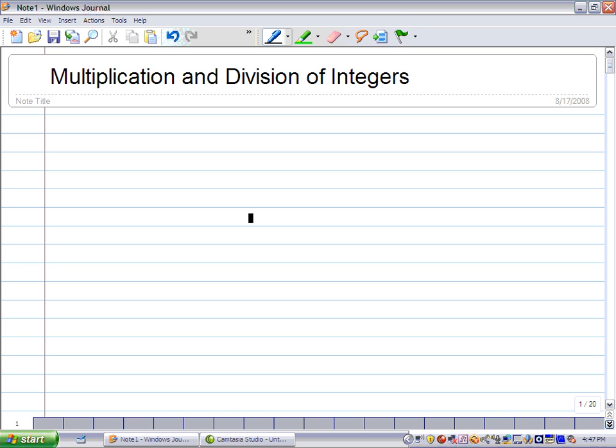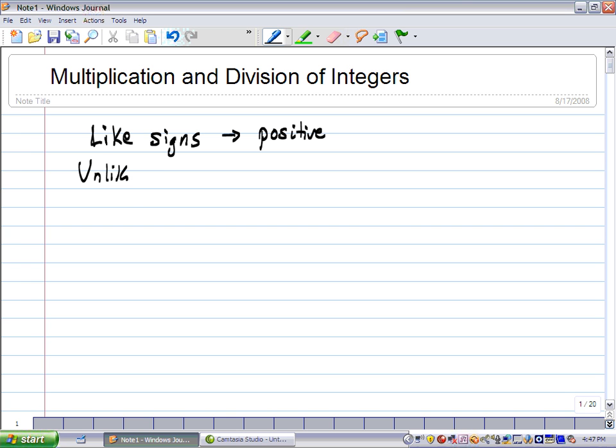Division of integers. Same numbers we were talking about with addition and subtraction, except we're going to multiply and divide them. The rules for multiplication and division are much simpler than those for addition and subtraction. Basically, like signs give a positive answer, and unlike signs give a negative answer.